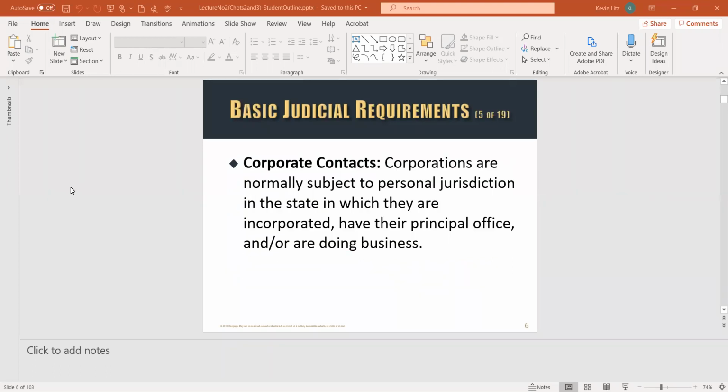Welcome back. You've seen just about contacts, minimum contacts with a state. If it's a corporate person, a corporation, company, any type of company, limited liability company, they usually can be subject to personal jurisdiction wherever they're incorporated or formed, where their principal office is, but also wherever they are doing business. So let's say that you start a mechanic shop, a car repair shop here in Tulsa, Oklahoma. If you just repair cars here in Tulsa, it's unlikely that a person in Florida could sue you over a faulty car repair here.